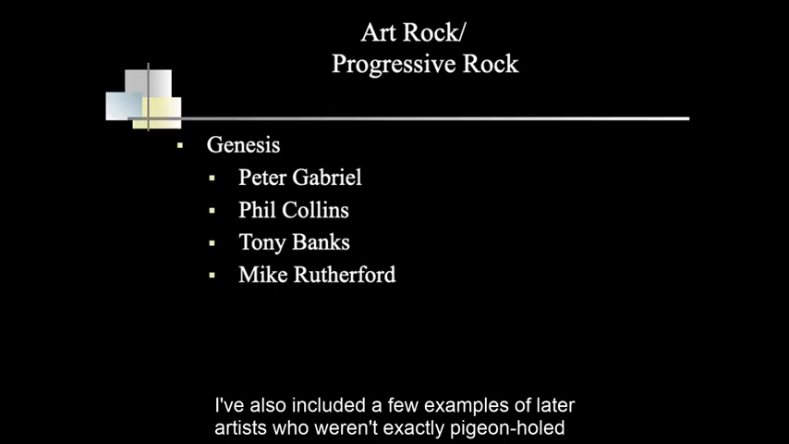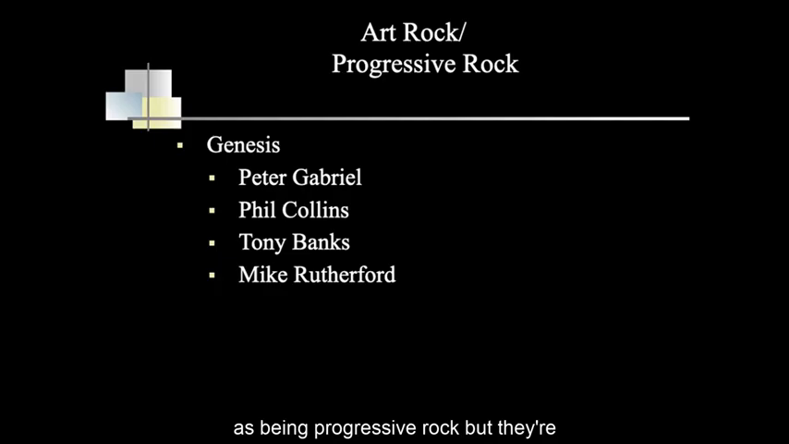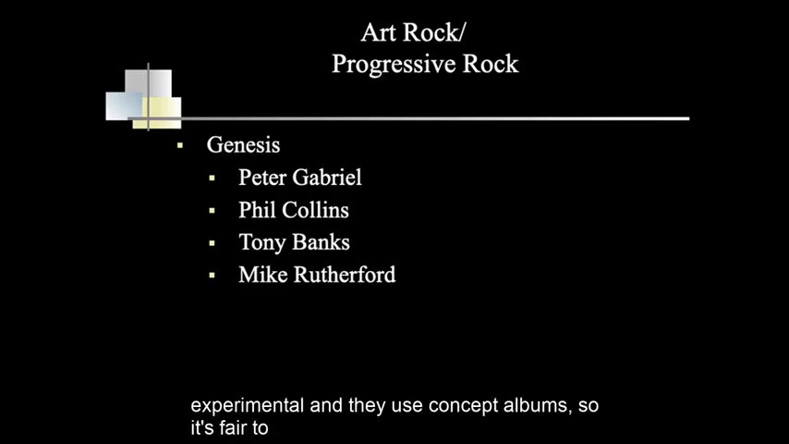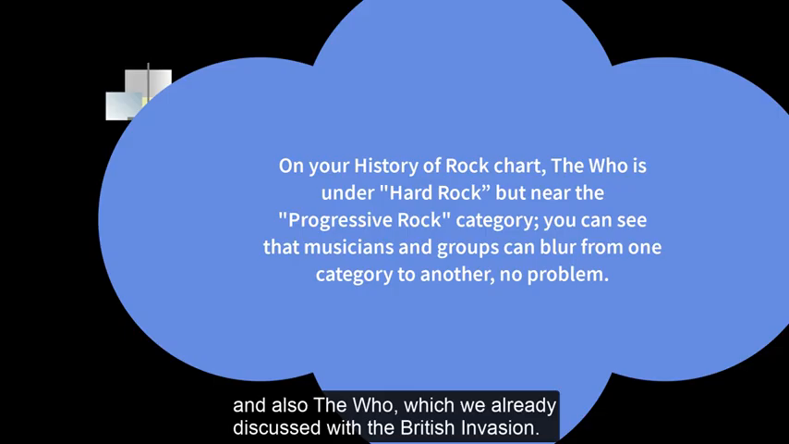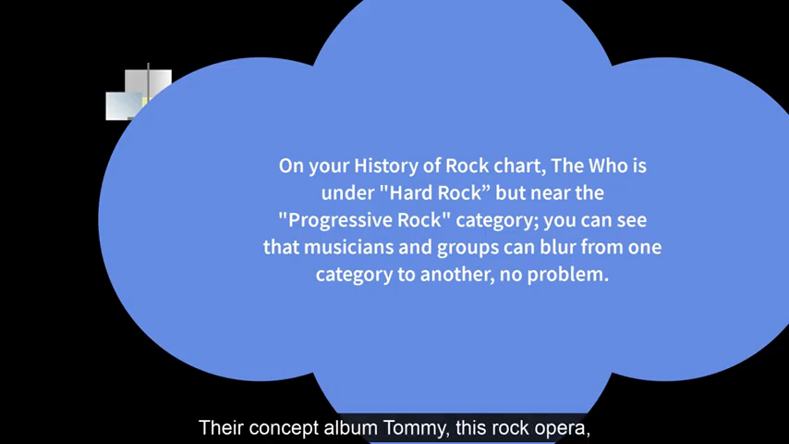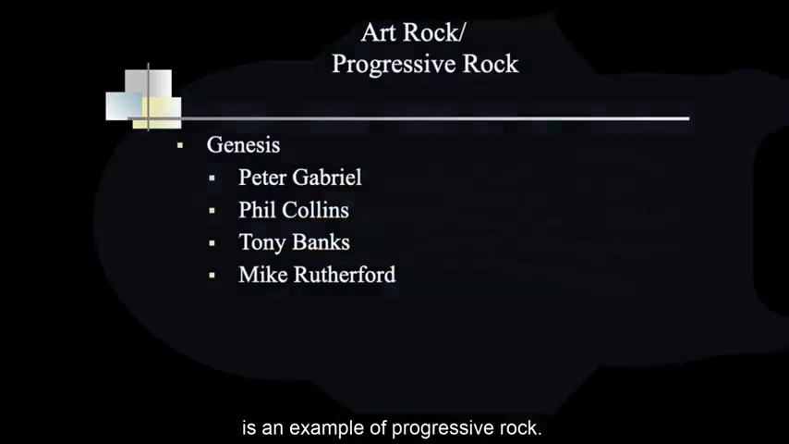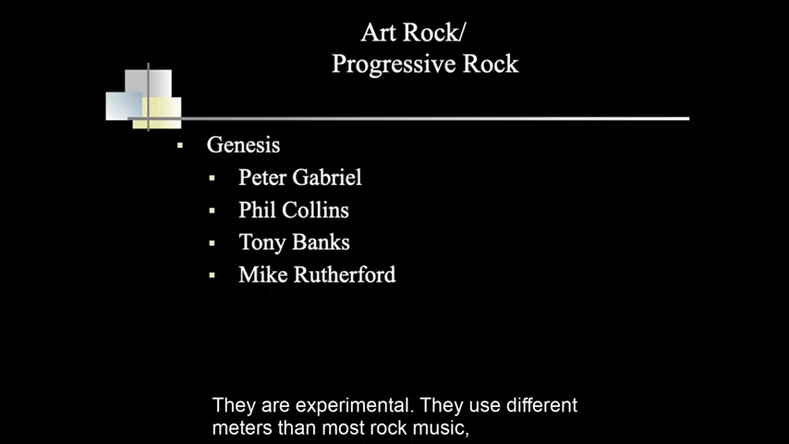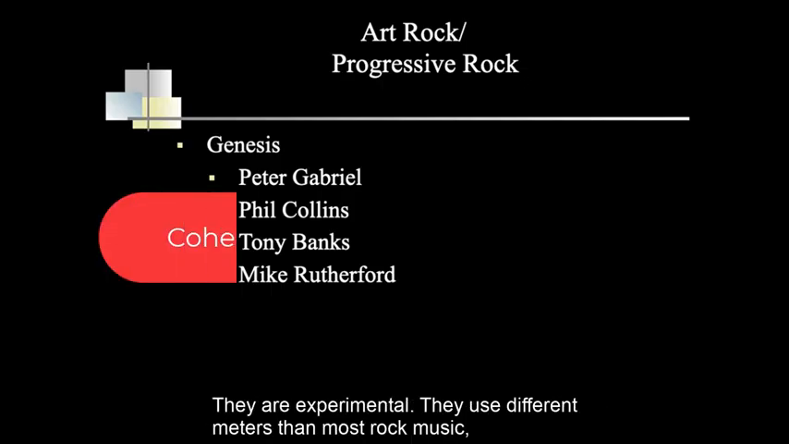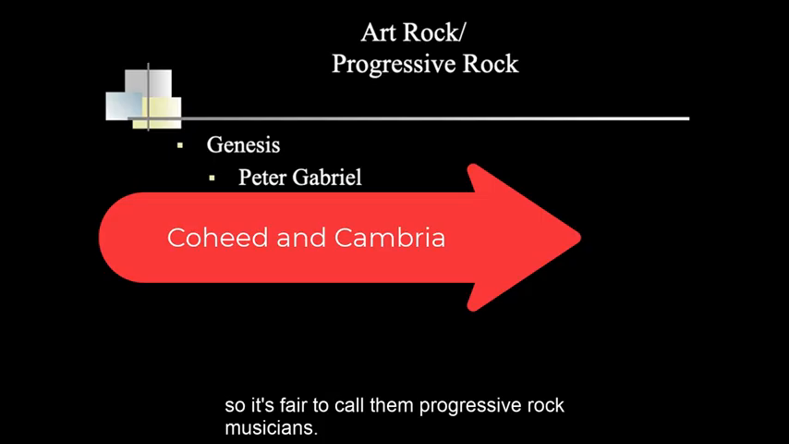I've also included a few examples by later artists who aren't necessarily pigeonholed as being progressive rock, but they're experimental and they use concept albums, so it's fair to apply that rating. This would include Frank Zappa and also The Who, which we already discussed a little bit with the British Invasion. Their concept album, Tommy, this rock opera, is an example of progressive rock. I've also included an example by a modern-day band, Coheed and Cambria. They are experimental, they use different meters than most rock music, so it's fair to call them progressive rock musicians.